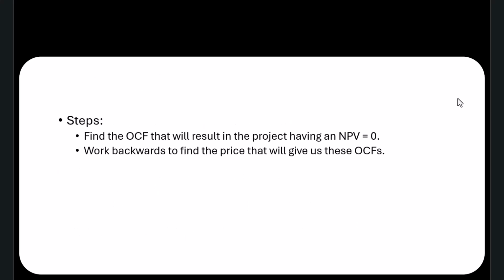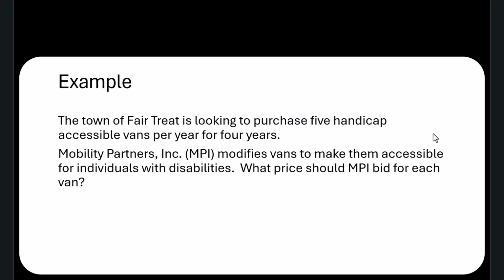So what are the steps? Basically, you find the operating cash flow that will result in the project having an NPV equal to 0, and then you work backwards to find the price that will give us these operating cash flows. So I think it'll be clearer if we look at a numerical example.